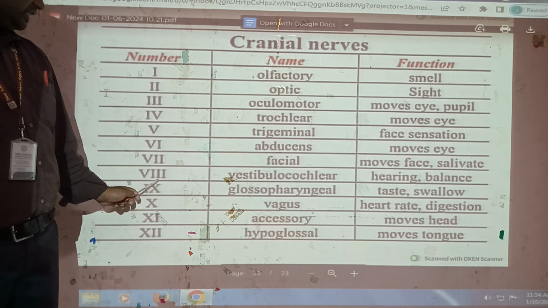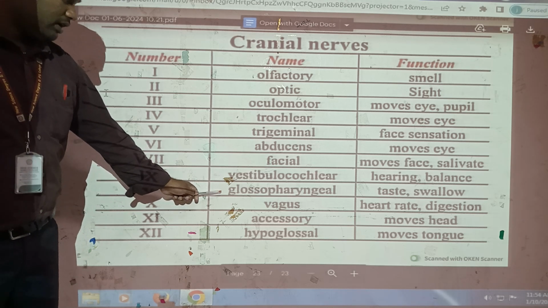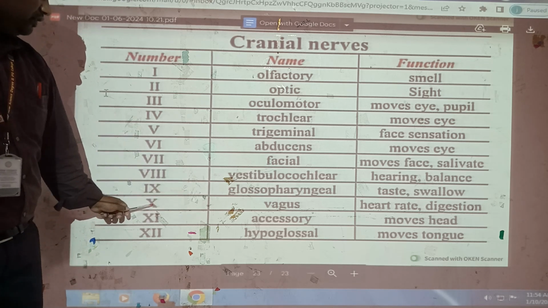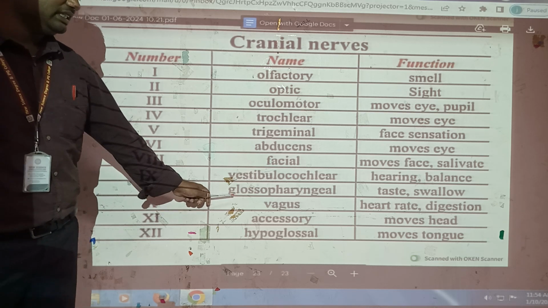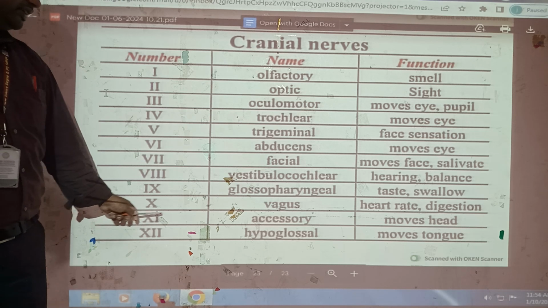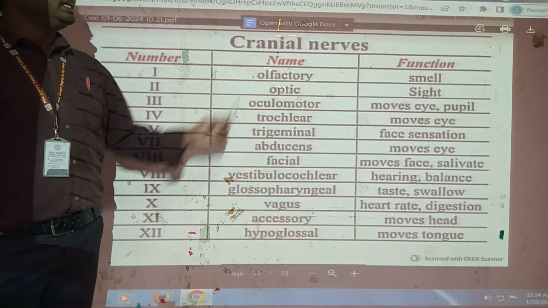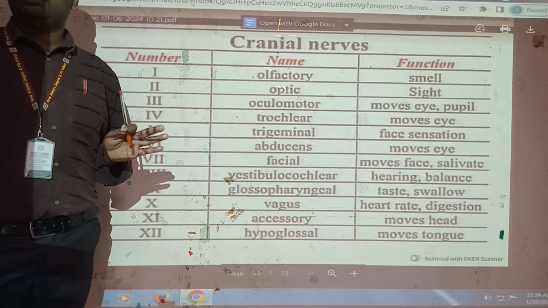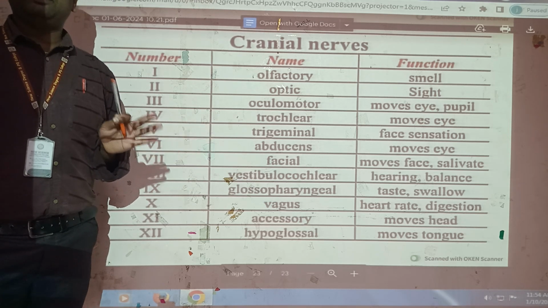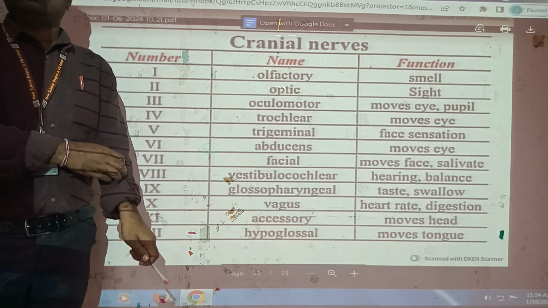The seventh is facial, and the eighth is vestibulocochlear. The ninth is glossopharyngeal. The tenth, very important, is the vagus nerve, for heart rate and digestion. The eleventh is accessory, and the twelfth is hypoglossal. These are the very important cranial nerves. In total, the peripheral nervous system has 12 pairs of cranial nerves in the human body, and 31 pairs of spinal nerves.